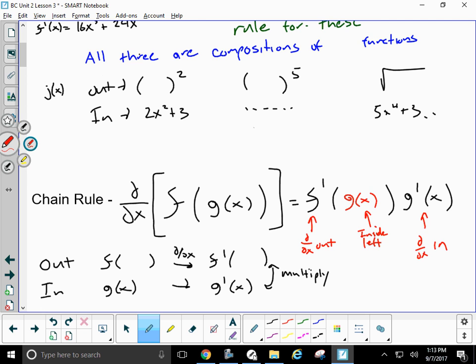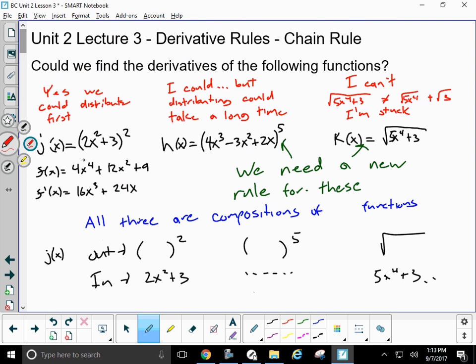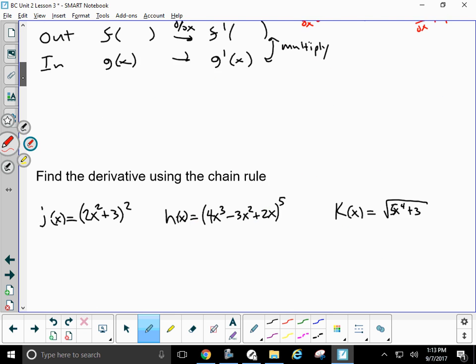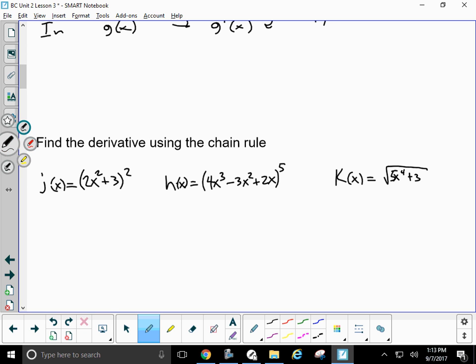So let's look at taking the derivatives of these three using the chain rule. Starting with j, understanding that its derivative is 16x cubed plus 24x. Let's see if I can take this derivative using the chain rule. So for j, I'm going to first designate it as an outside and an inside. I'm going to say the outside function is the stuff being squared. Those parentheses to the 2nd power, that's like the outside function. The inside function would be the 2x squared plus 3.